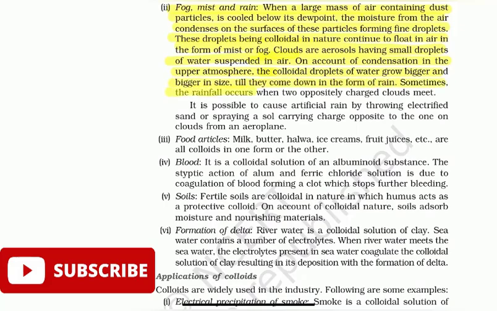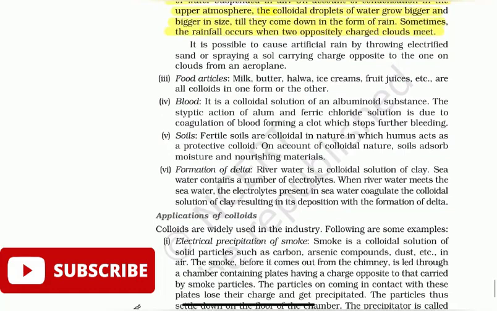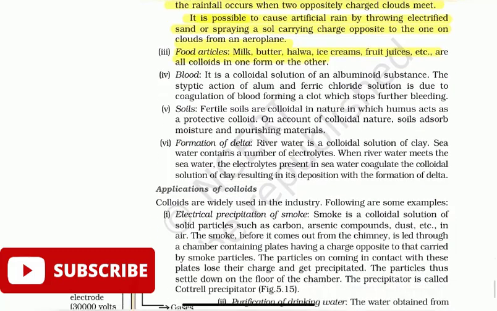Sometimes the rainfall occurs when two oppositely charged clouds meet. It is possible to cause artificial rain by throwing electrified sand or spraying a soil carrying charge opposite to that of clouds from an aeroplane. Food articles. Milk, butter, halwa, ice creams, fruit juices, etc. are all colloids in one form or the other.